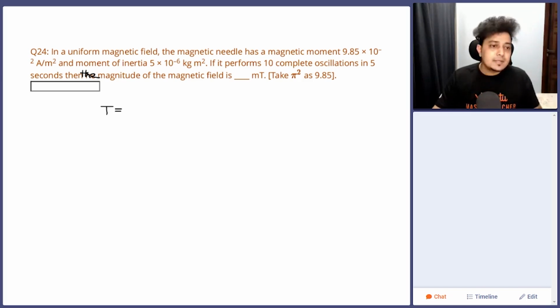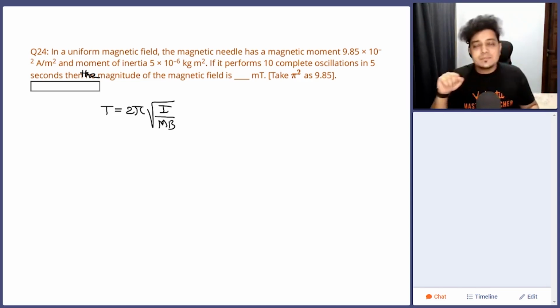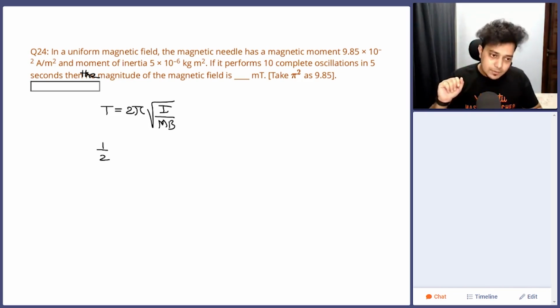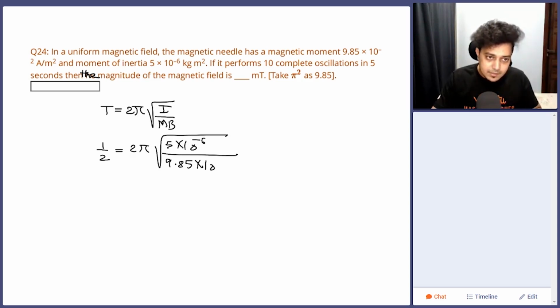the formula for time period of the magnet. It is 2 pi under root of I by mB, right? So it performs 10 oscillations in 5 seconds. So for one oscillation, it takes half second. So the time period is half, equal to 2 pi under root of moment of inertia, given as 5 into 10 raised to minus 6, upon magnetic moment, also given as 9.85 into 10 raised to minus 2. So magnetic field is the only unknown here, right?